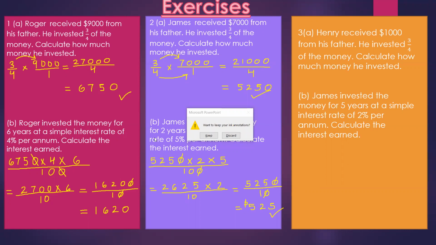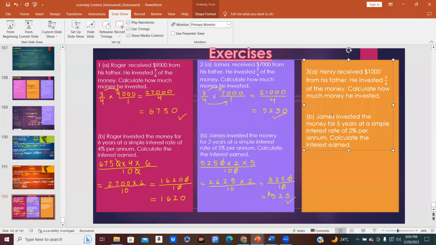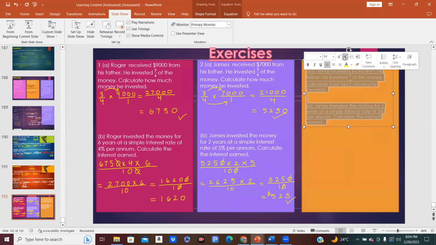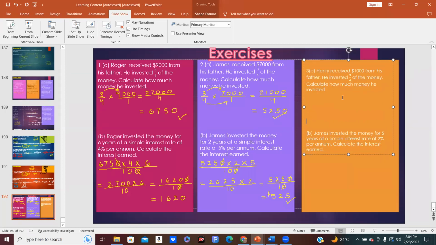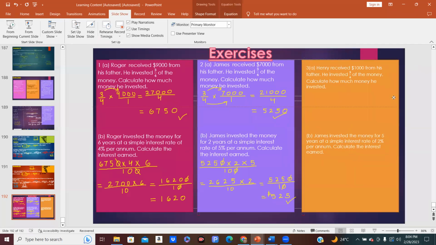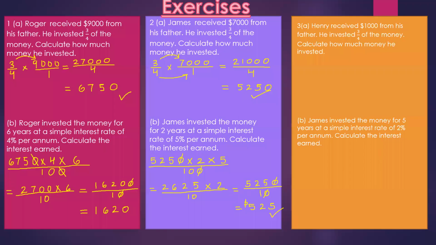Okay. Henry received $1,000 from his father. He invested 3/4 of the money. Calculate how much money he invested. Amount invested equals 3 times 1,000 over 1 equals 3,000 over 4, which gives us 750. Okay, one moment because I can't see. Okay, good. I can see it now.